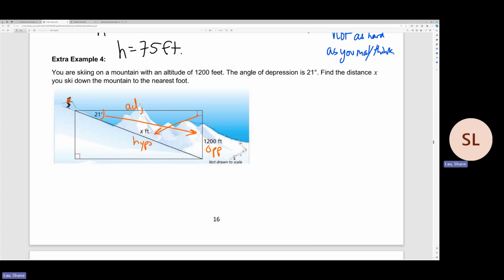Okay. So this is what we have so far. Think about which of our ratios have an opposite and a hypotenuse, and that should be pretty easy. We know that the sine is going to have opposite and hypotenuse. So we should have sine of 21 equals our opposite, which is 1,200, over the hypotenuse, which is x.